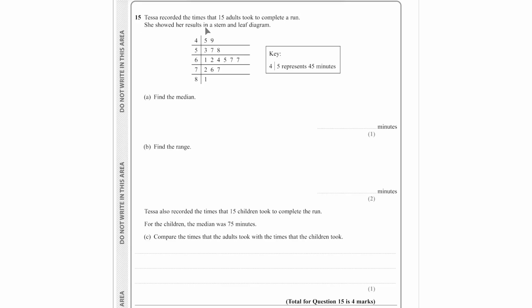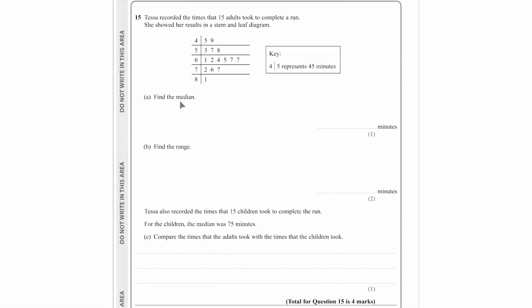Question 15. Tessa recorded the times that 15 adults took to complete a run. She showed her results in a stem and leaf diagram. So if you look at the key 4, then the bar 5, that represents 45 minutes. So at the first line, we've got 45 minutes and then we've got 49 minutes. We have to find the median. 2 ways we can do this. We can either list them all out or we can tick them off on the stem and leaf diagram.